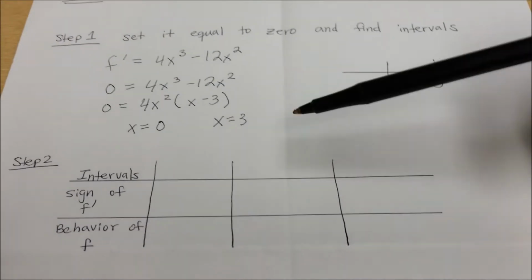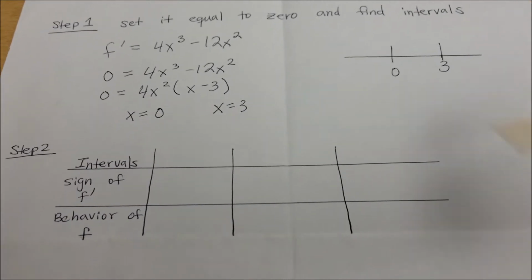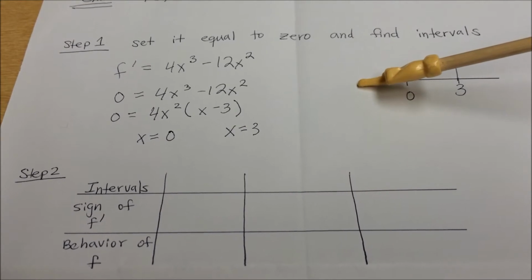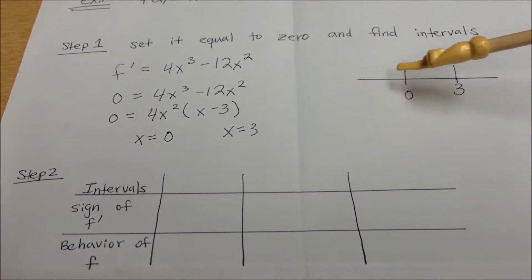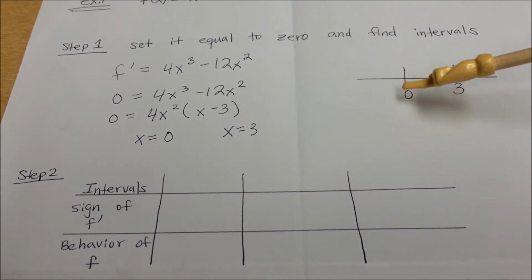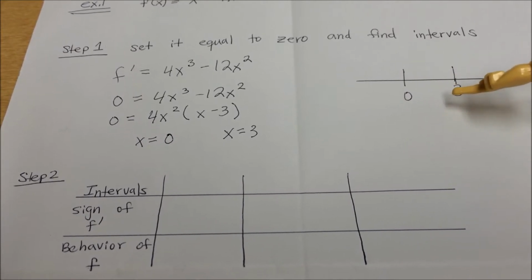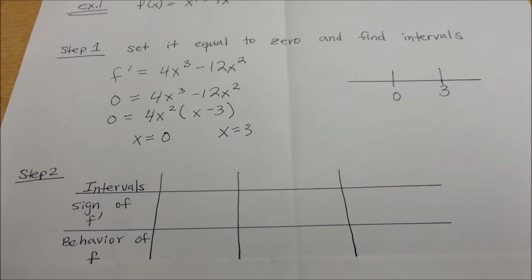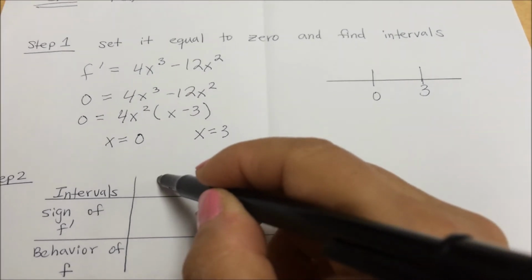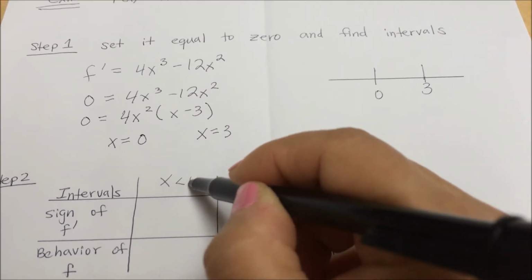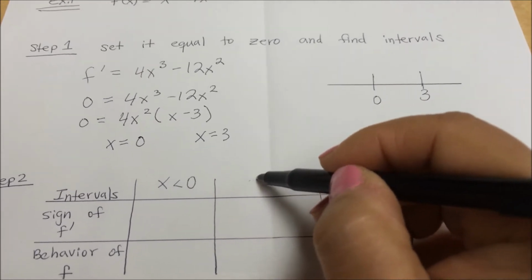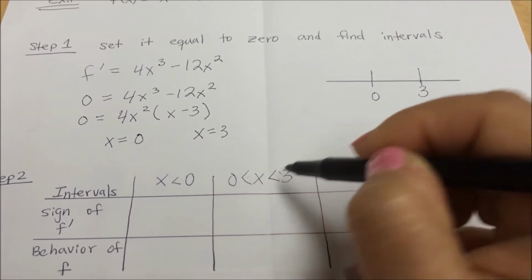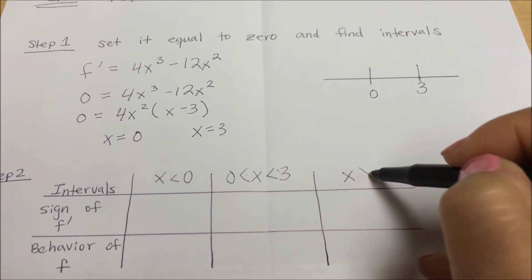Now I have to come up with the intervals when we get to step number 2. The intervals are from negative infinity to 0, then from 0 to 3, and then from 3 to positive infinity. Those are my intervals, so I'll call them x less than 0, x between 0 and 3, and x greater than 3.